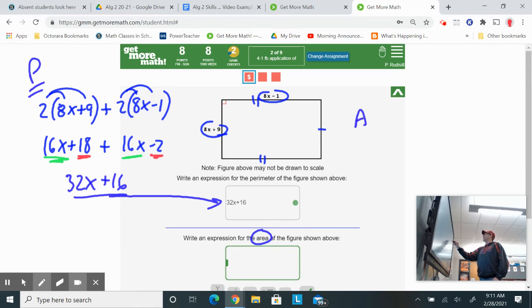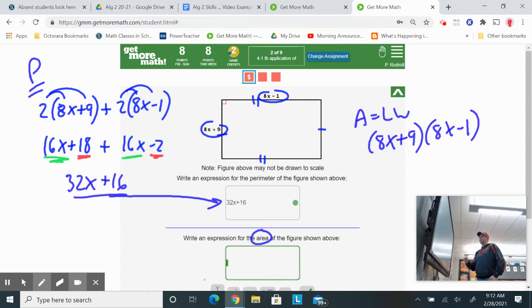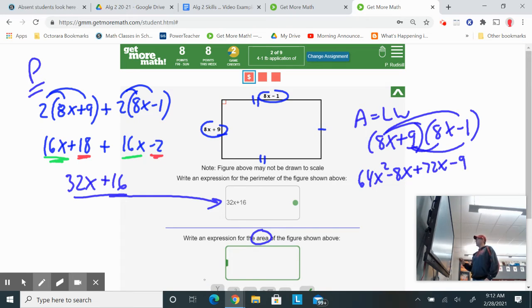For area, length times width, I just take the 8x plus 9 times the 8x minus 1, use the FOIL method. First, 64x squared. The outside is negative 8x, minus 8x. Then the 9 times 8x is 72x. And the 9 times negative 1 is minus 9. Combine like terms, negative 8x and a 72x is a positive 64x. So everything else can be brought down.